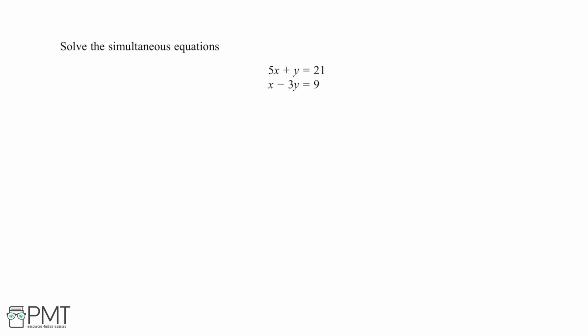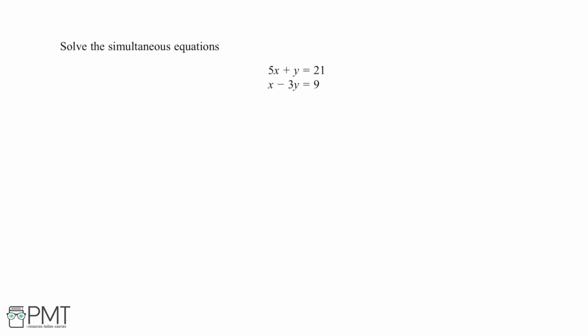Solve the simultaneous equations 5x plus y equals 21, x minus 3y equals 9. So in order to solve these two equations, we'll need to make one of these coefficients the same, and then add these two equations together to eliminate one of the algebraic terms.